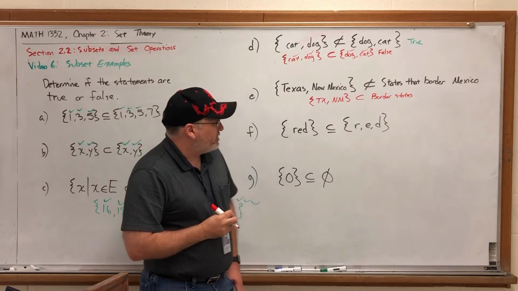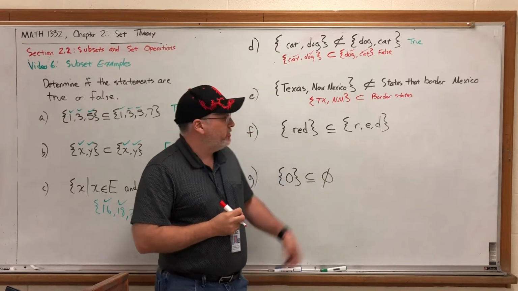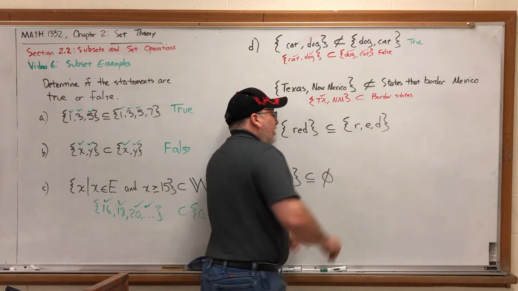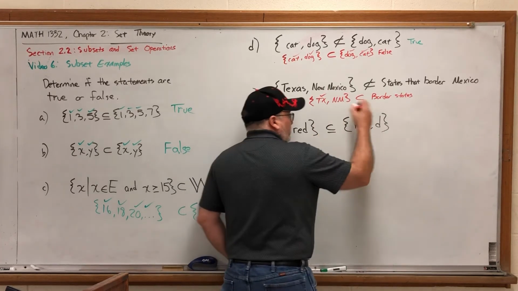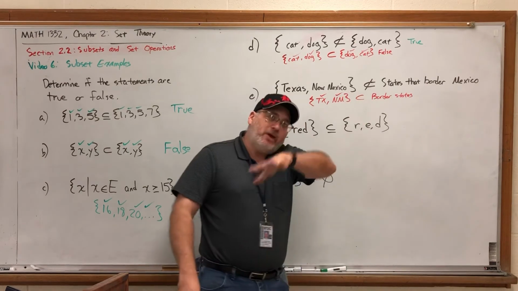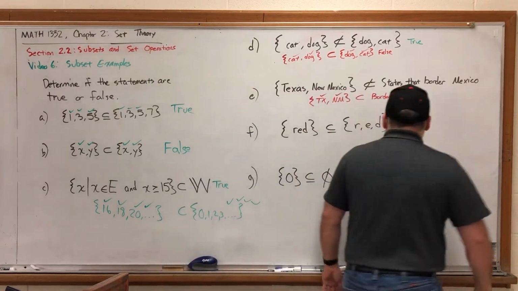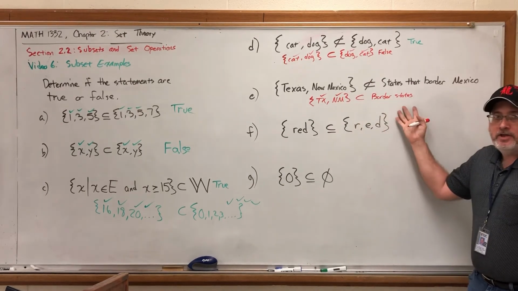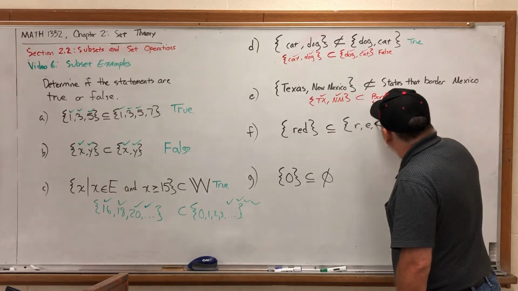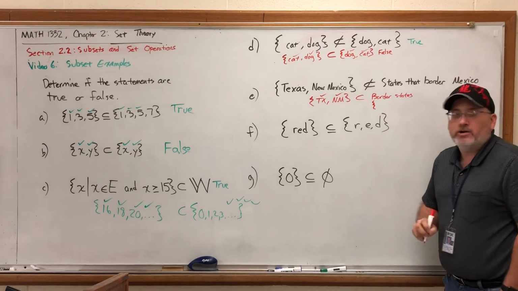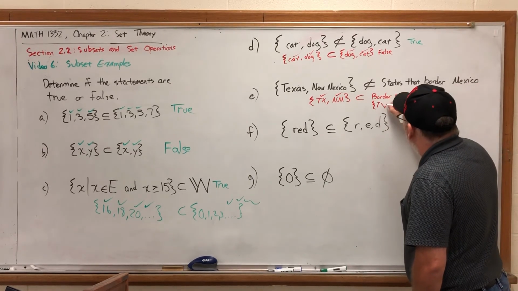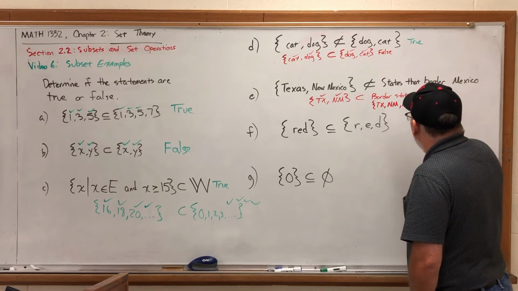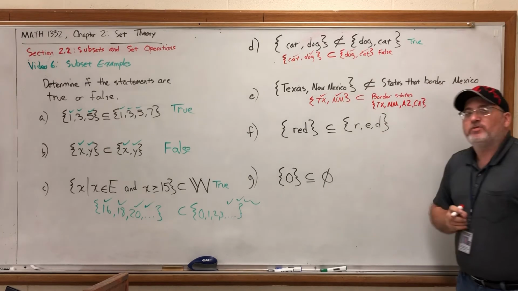Is Texas and New Mexico a proper subset of border states? Is Texas among the border states with Mexico? It is. Is New Mexico among the border states of Mexico? It is. So we've got the subset criteria, but is it a proper subset? Meaning, are there border states that were not included over here? And if you're not sure, you can list them out. And if you're not familiar with American geography, Texas, New Mexico, Arizona, and California are the border states with Mexico.